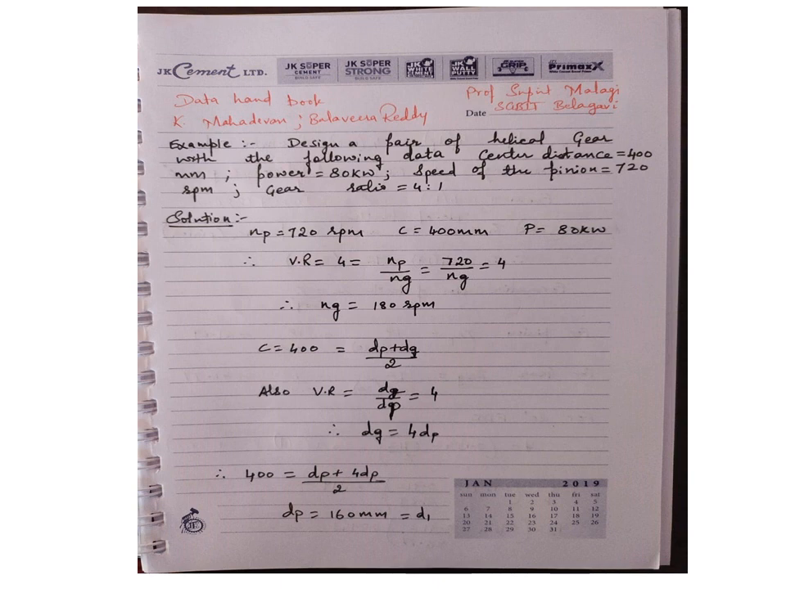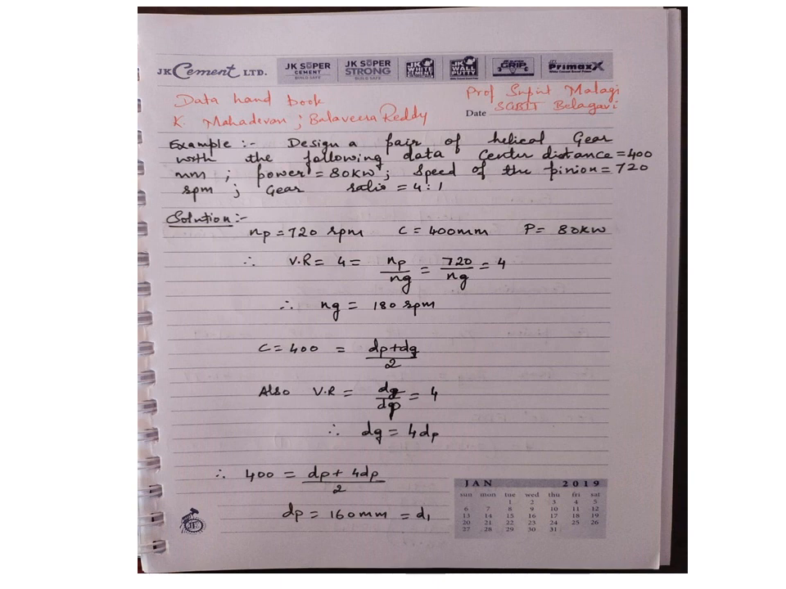Given speed of the pinion is 720 rpm, center distance C is 400 mm, whereas power P is 80 kilowatt. Now we all know that the velocity ratio given is 4, which is equal to speed of the pinion divided by the speed of the gear. Speed of the pinion is given as 720. Speed of the gear is unknown, and when we equate with the help of the velocity ratio, speed of the gear comes out to be 180 rpm. Center distance C is equal to 400 mm, which is given.